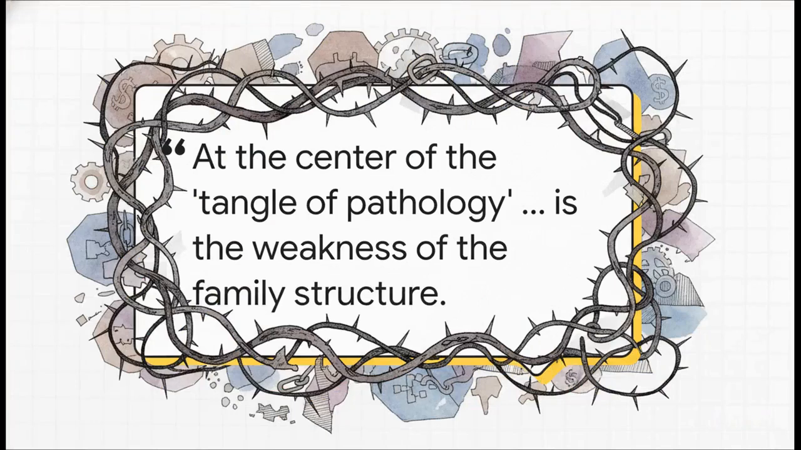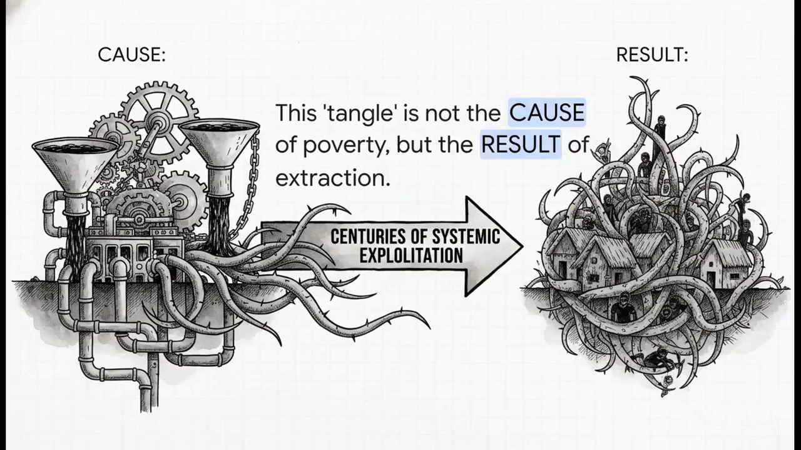Back in 1965, there was this hugely influential paper called the Moynihan Report. It claimed that the root of ongoing poverty in black communities was a tangle of pathology, specifically the breakdown of the family structure. Now, what this did was it basically put the blame for poverty on the culture of the community itself.